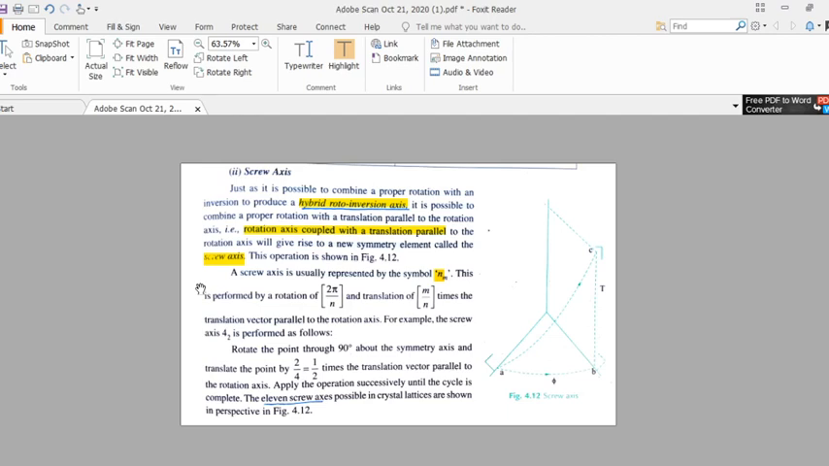So when you have a rotation as well as a translation merged together parallel to the axis, that axis is referred to as a screw axis.